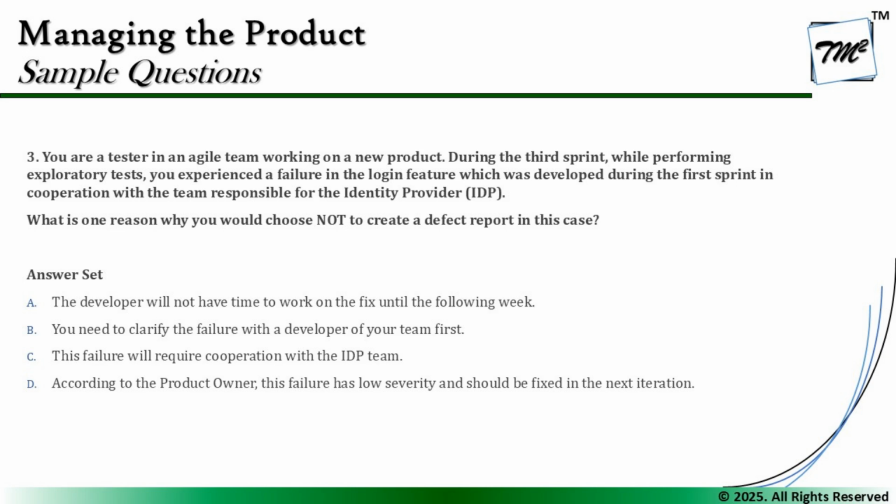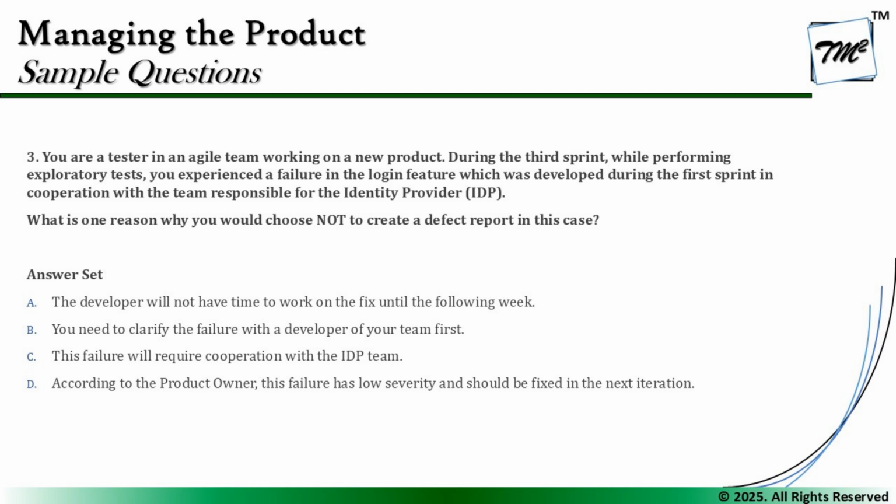No, it is not. During the third sprint, now that's an information to catch up with, while performing exploratory tests, you experienced a failure in the login feature, which was developed during the first sprint in cooperation with the team responsible for the identity provider, which means IDP. What is one reason why you would choose not to create a defect report in this case?